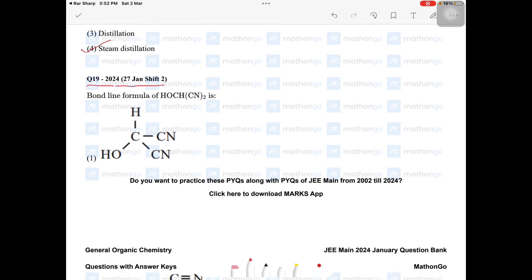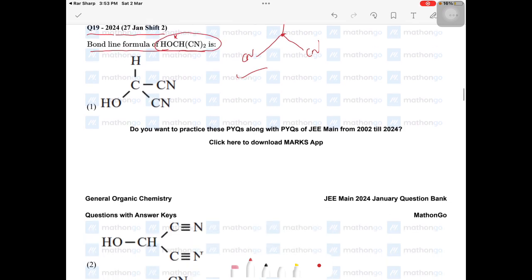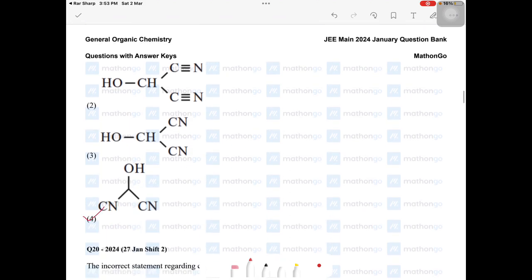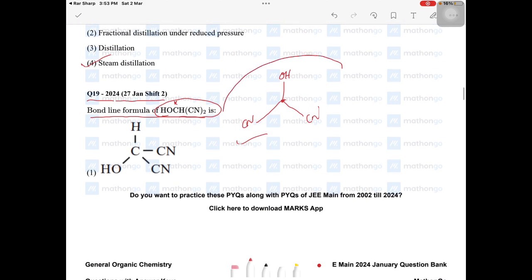Next, 19th question. Bond line formula of HOCHCl2. See, this is central carbon, C point 2, with respect to that 1 OH and 2 CN. That hydrogen at this carbon no need to represent. This is the bond line structural formula of OH, CH, CN taken twice. Check the option. Which one is correct? Yeah, see, fourth one is similar to this.